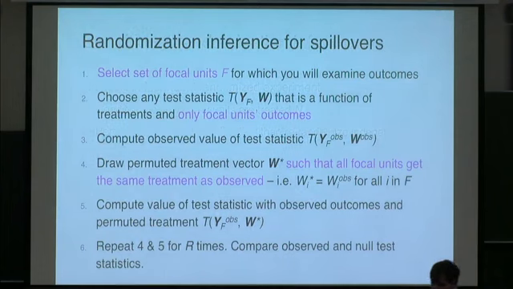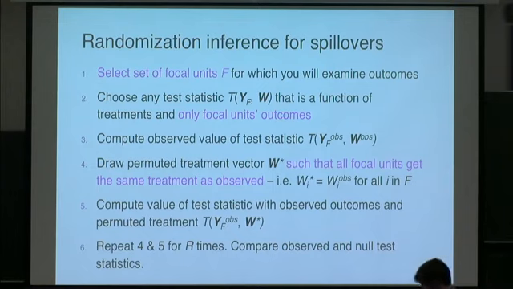So essentially we're going to do the same thing in that we're going to choose a set of focal units, and we're going to then have a test statistic that only considers the focal units' outcomes. The focal units are going to be some subset of the vertices in our graph. And then when we draw the permuted treatment vector, we're going to draw that vector such that all the focal units have the exact same treatment that they did in our observed vector. So we're going to condition on some parts of the treatment assignment vector in creating this randomization distribution.